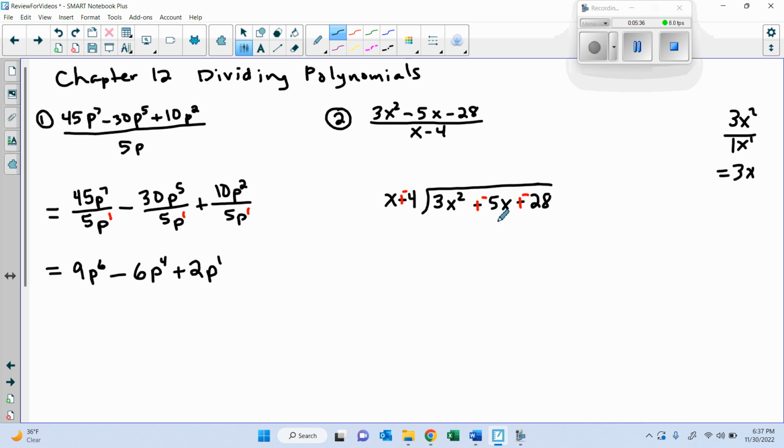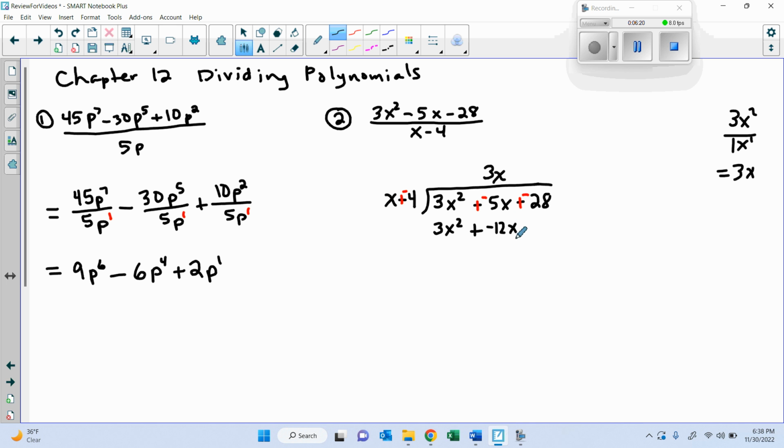Then I always write it above the term that it's alike. So it's like negative 5x. So I'm going to write the 3x here. And then just like normal division, you're going to take this number on top times your divisor. The divisor just happens to be a polynomial, so you have to distribute. So you're going to take 3x times x, which is going to be 3x squared. And then it's a polynomial, so you're going to put plus. Then you're going to take 3x times negative 4. That's going to be negative 12x.